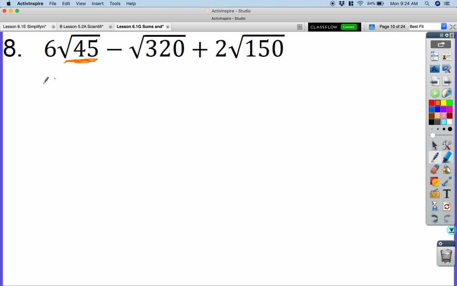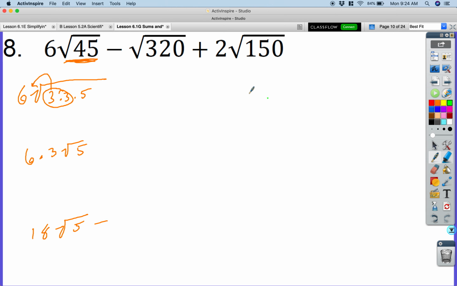So I'm going to start by breaking this up. This is 6 times the square root of 3 times 3 times 5. And I would have a pair right here. So this would simplify to 18. Let me take a step back. So I'd pull out a 3, which would be 6 times 3 square root 5, which would simplify to 18 radical 5. All right, now I'm going to subtract whatever the square root of 320 is.